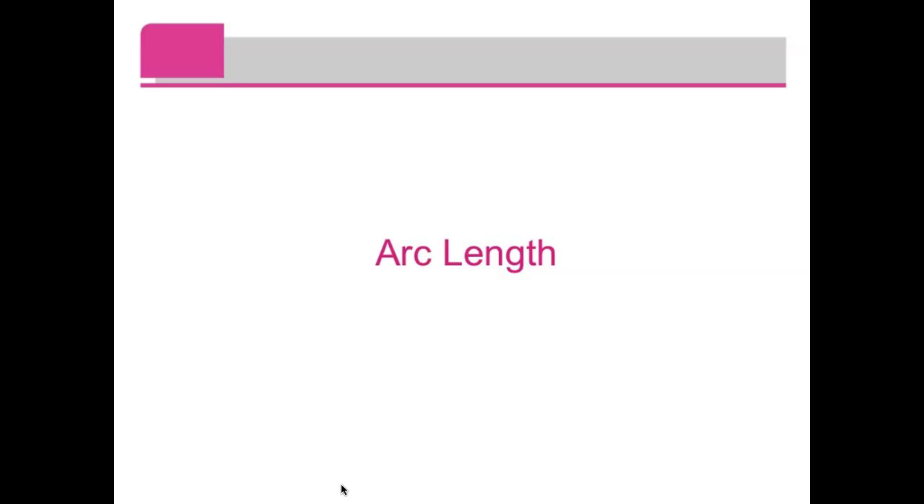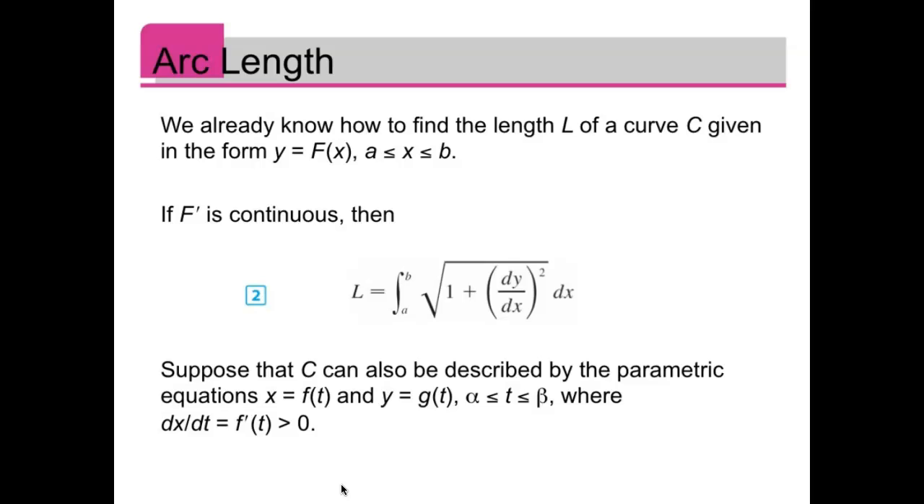So let's move on to arc length. And so here's our general arc length formula for some curve y equals f of x, where x is between a and b. And we're going to suppose that our curve C can also be described by the parametric equations x equals f of t and y equals g of t, where dx/dt equals f prime of t, and that's greater than 0.